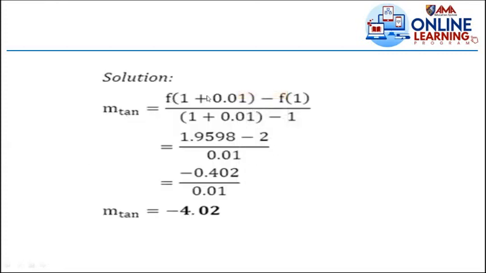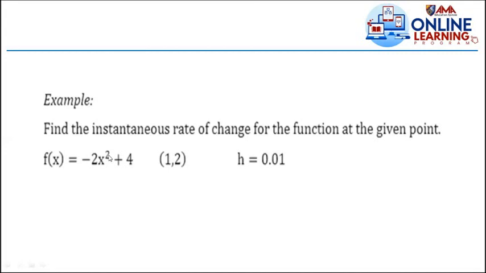M tangent equals f of x2 minus f of x1 divided by h. So, yung h natin is 0.01. So, yung ano natin, if x1 is equal to 1, plus 0.01, which represents your x2, we have f of 1 plus 0.01 minus f of 1. Okay, all over h. Paano tayo nagkaroon ng 1.9598? 1 plus 0.01 is 1.01 raised to 2 multiplied by negative 2 plus 4.